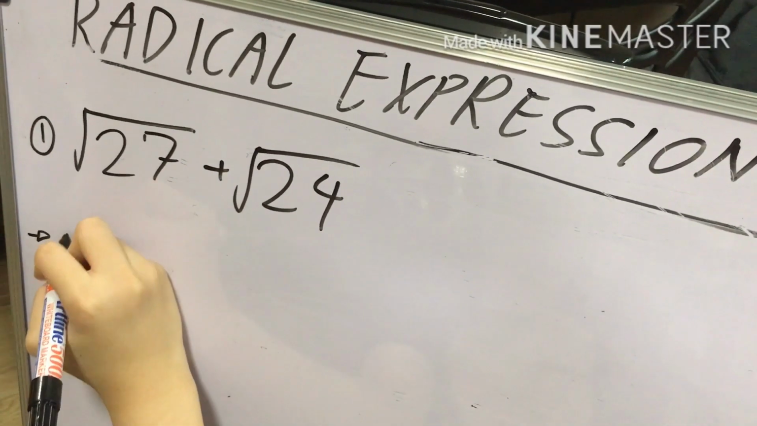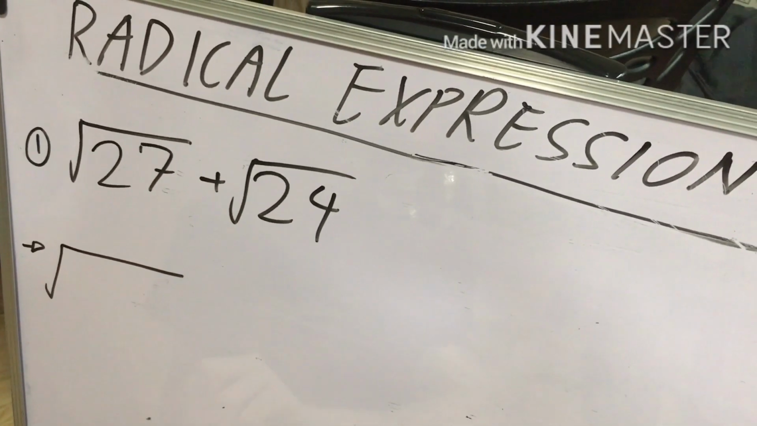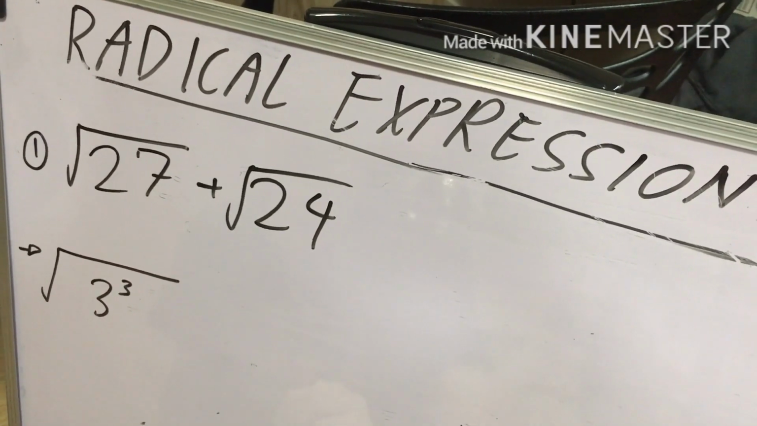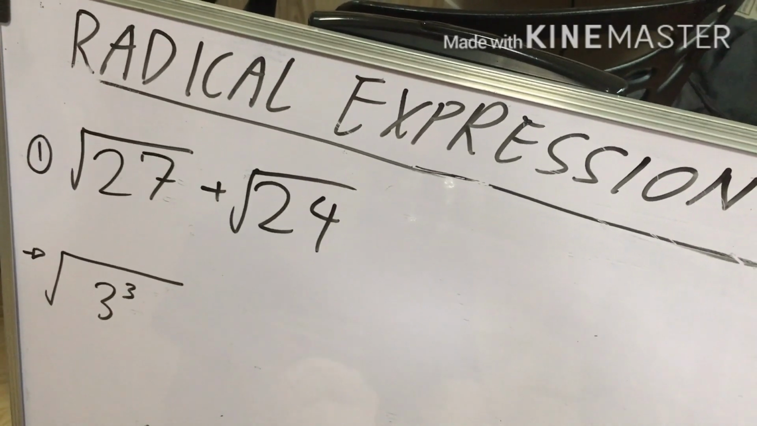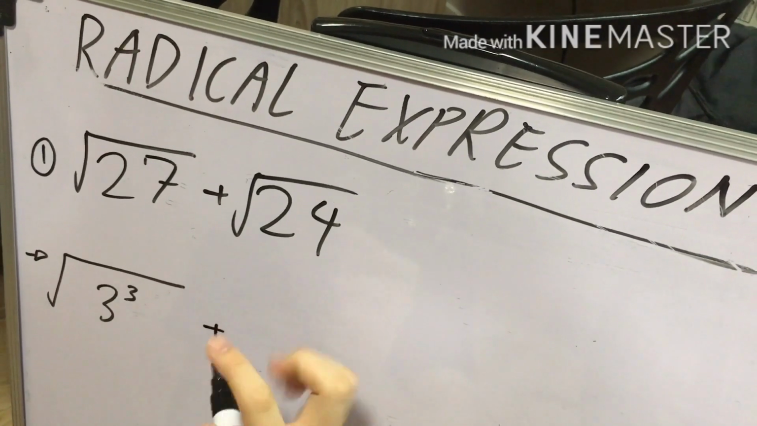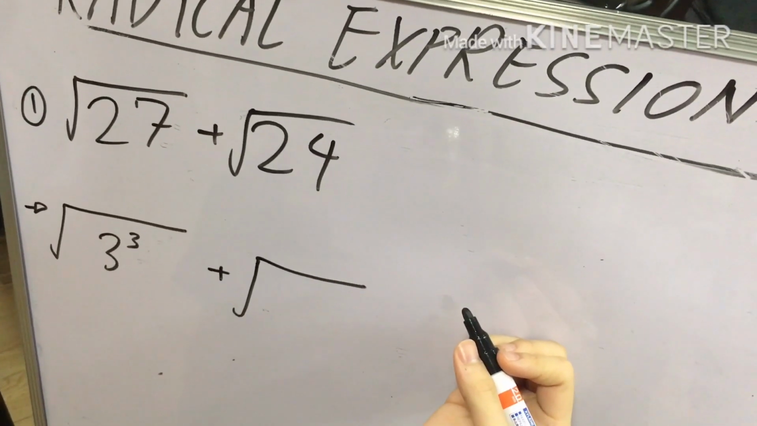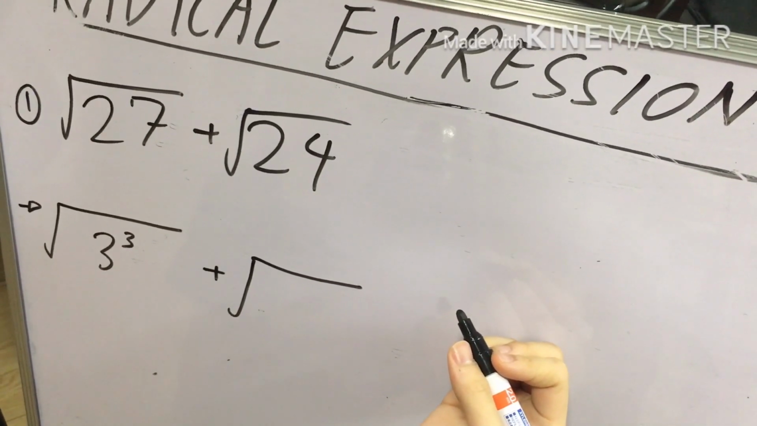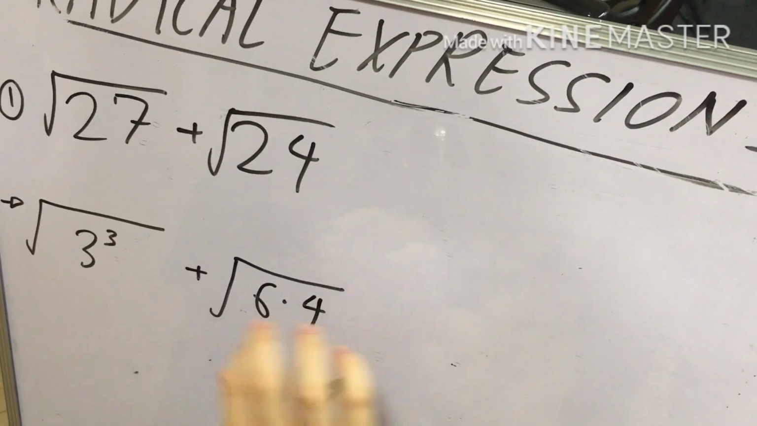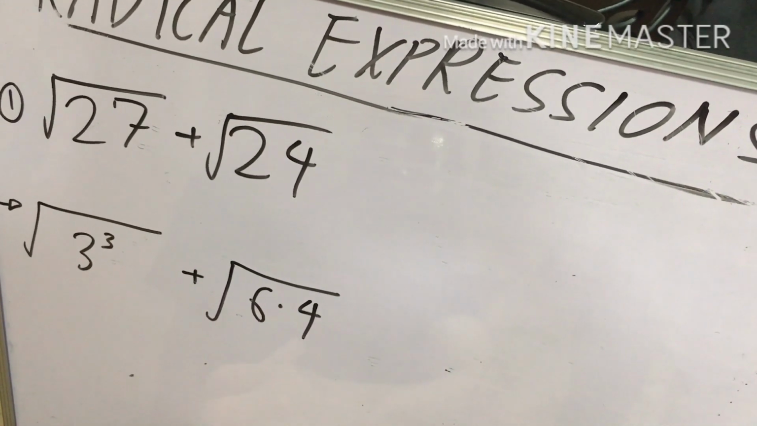For instance, for this left expression, we will have 3 cubed. Since 3 times 3 is 9, then 9 times 3 is 27. Plus, inside, 24. What would be the square root? Rather, it would be 6 times 4. Actually, this isn't the square root yet, but we'll just make it easy to understand.